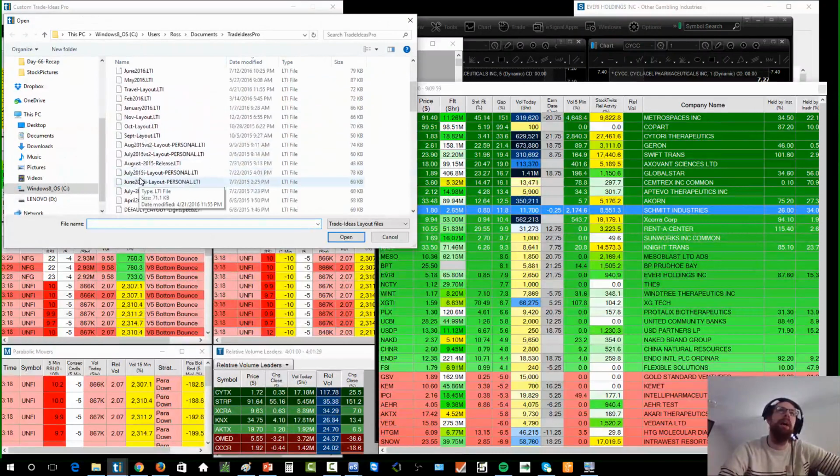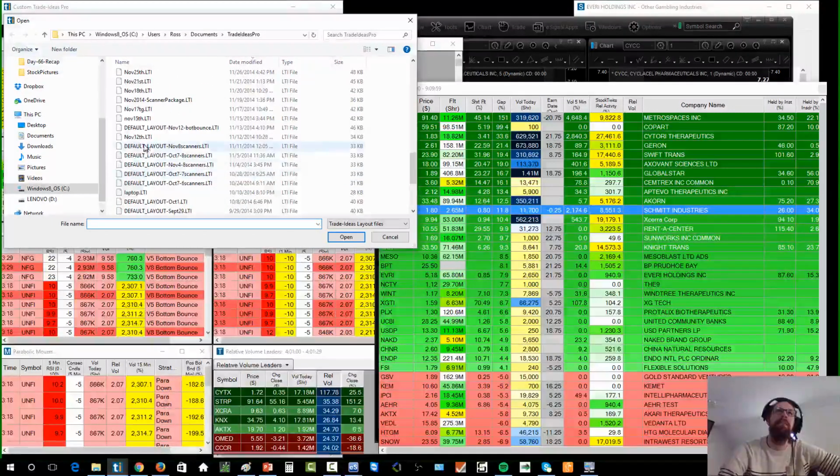And you can see these are all my archived layouts. I could go back here and we could look at a layout from, let's see, the oldest one I have on this computer is 2014. So let's see what that looked like.